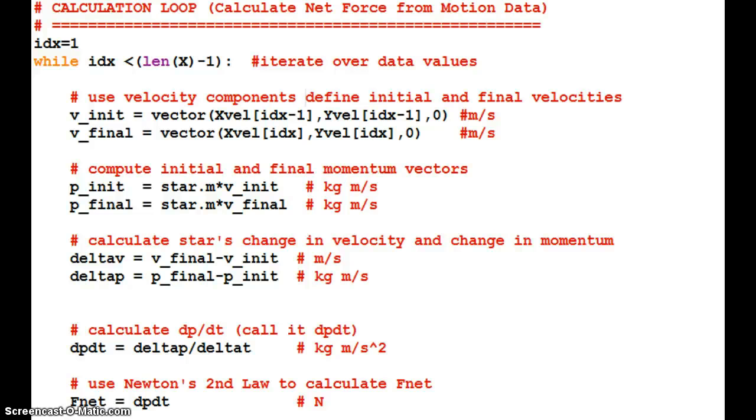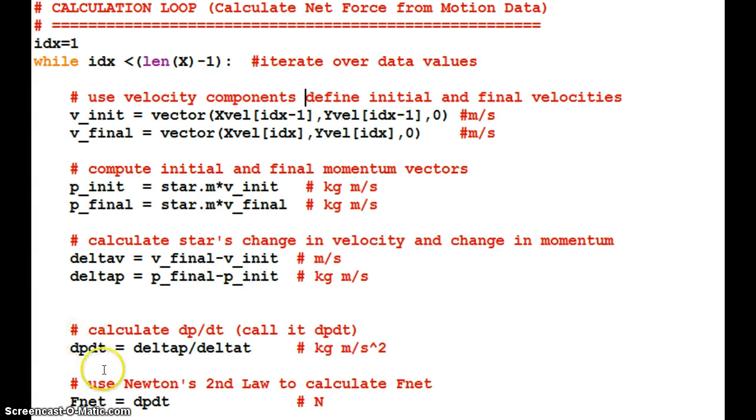The main calculation loop computes the net force exerted by the black hole on the star. The calculation takes a pair of velocities and computes the change in momentum over the plot interval. That's this point here, and there is the change in momentum. This gives the rate of change of momentum and hence the net force, and the rate of change is computed there.